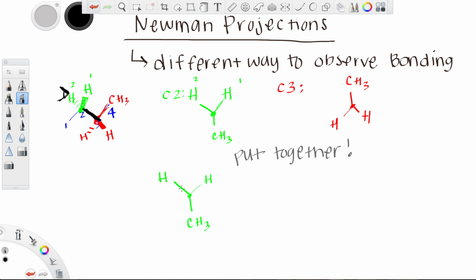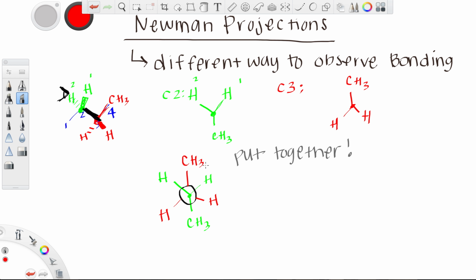Now you commonly see a circle drawn over here. This black circle is the bond between carbon 2 and carbon 3. And now that we've drawn carbon 2 and the bond between carbon 2 and 3, we can draw in carbon 3. And again, carbon 3 looks just like this. You have a CH3, a hydrogen, and a hydrogen.